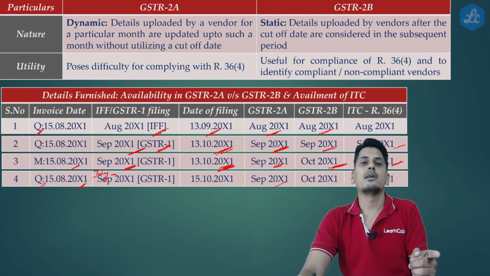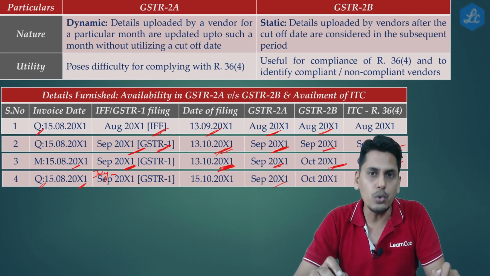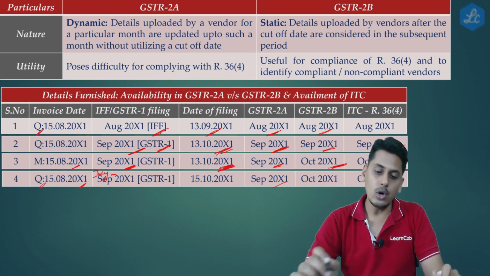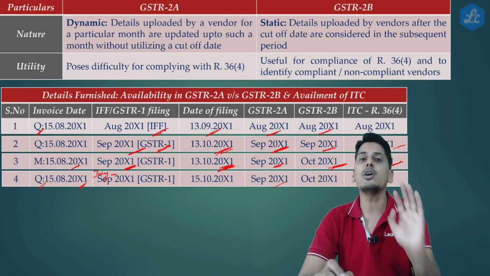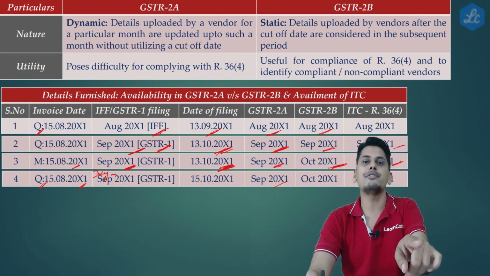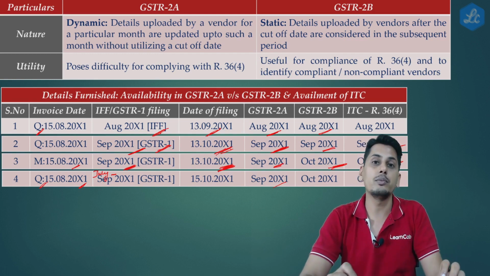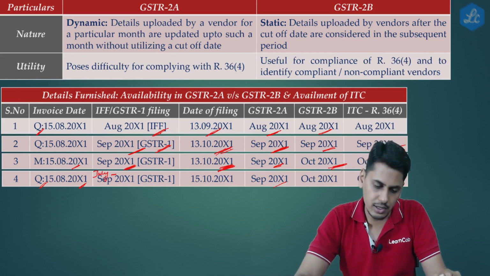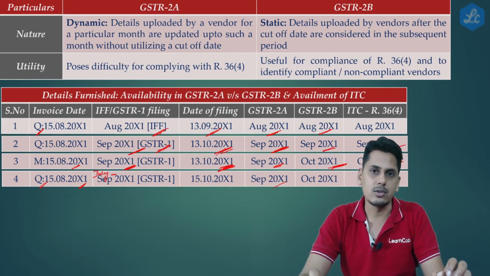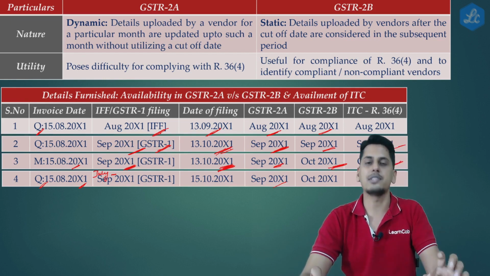Now friends, let's check in which month GSTR 2B it is going to appear. To appear in 2B of September, filing should have happened by 13th of October, because now this fellow is a quarterly fellow. So the cutoff date is going to be 13th. Has it happened? The answer is no. So it will not appear in 2B of September.